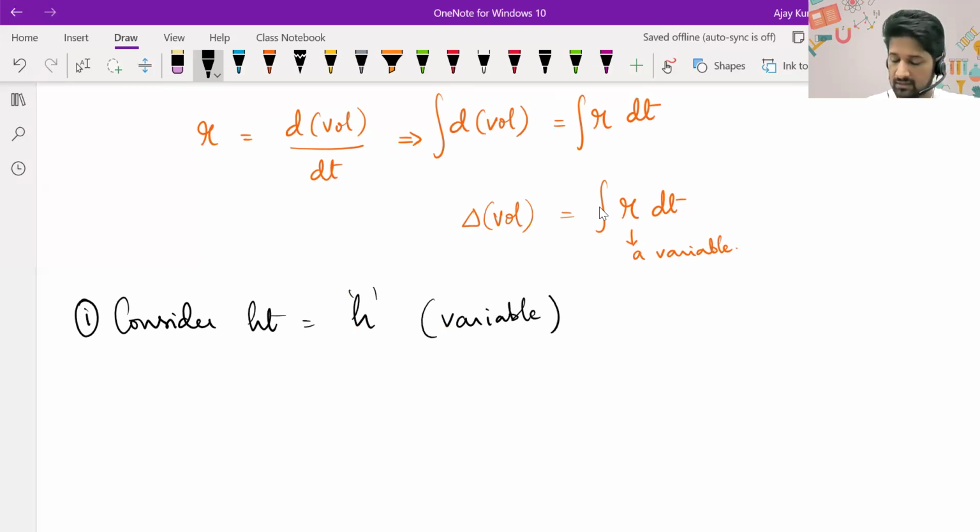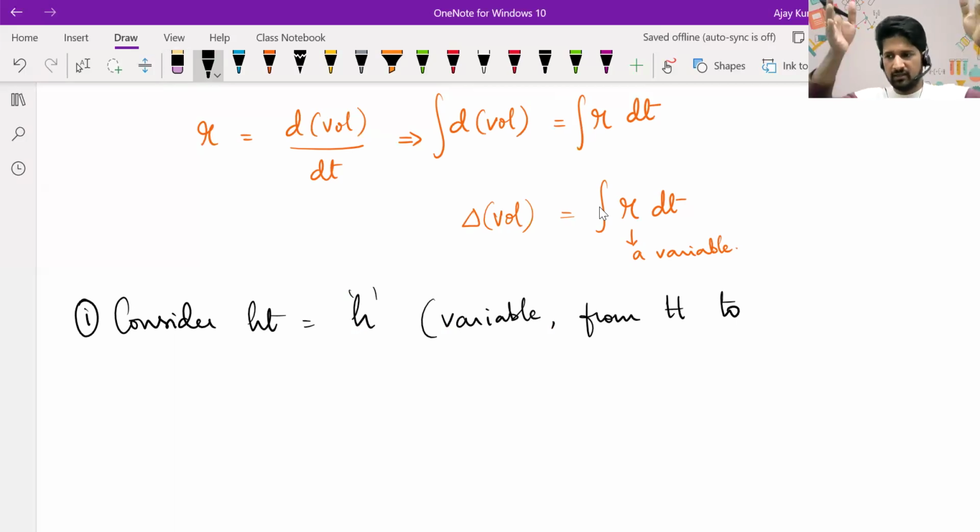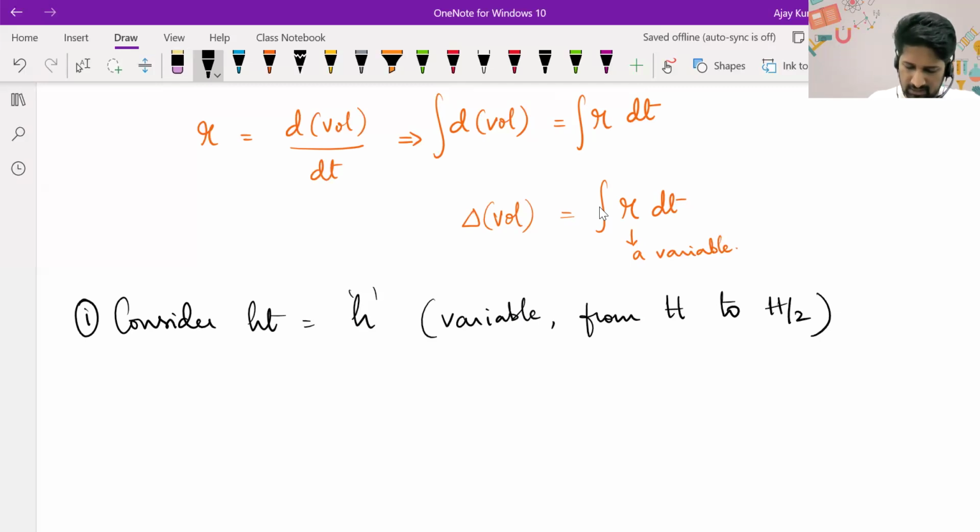But what are the limits? It varies from the initial height, capital H. What do we want to find out? We want to find out the time taken for half the water to get drained. And this is a tank of uniform area of cross section. If area of cross section is uniform, for half the volume to go out, half the height has to decrease. So the limits will be from H to H by 2. So consider height as that much.